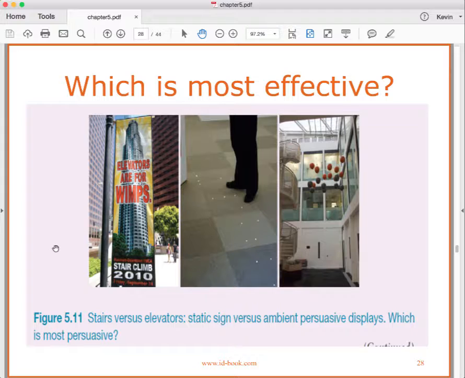In the middle, we see an enticing technology. Here are little lights that are going to guide us to the stairway. And then the one on the right has these little orbs or balloons that are going to change their behavior on the basis of how many people are using the stairway. So we begin to see some feedback.